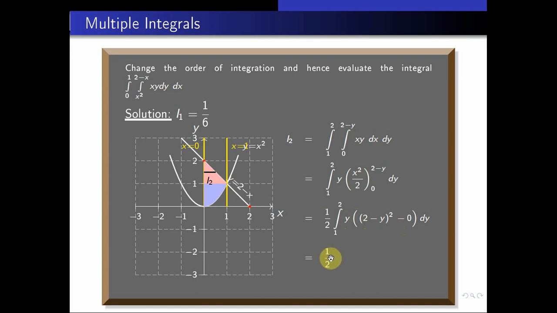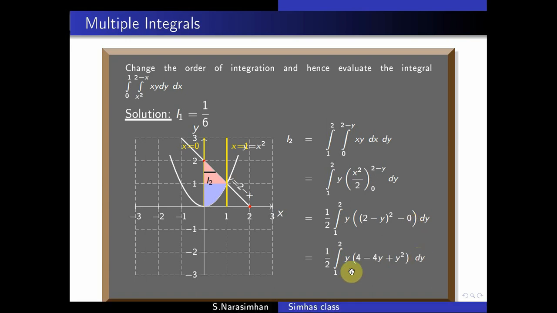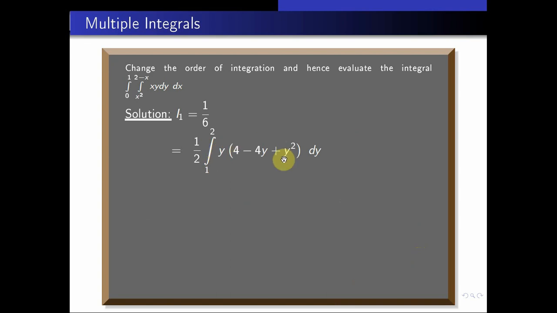This is equal to 1 by 2 into integral 1 to 2 y into, I am expanding this by using a minus b whole square formula, a square minus 2ab plus b square. So this will become 4 minus 4y plus y square. Of course the lower limit is 0, so I left that one into dy. Now multiply y inside and then integrate, it is 1 by 2 into integral 1 to 2 4y minus 4y square plus y cube into dy.